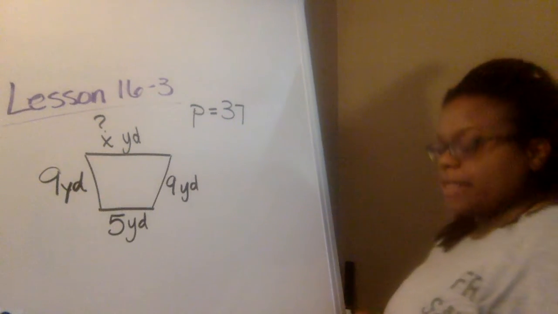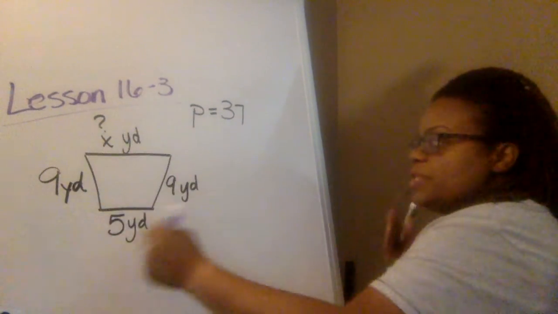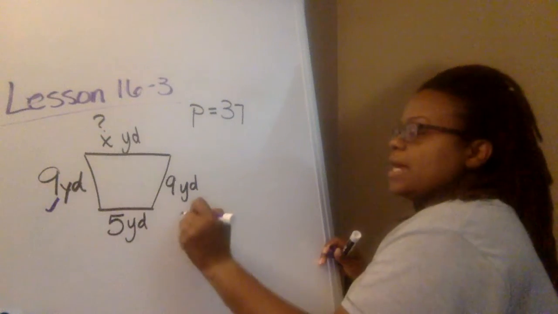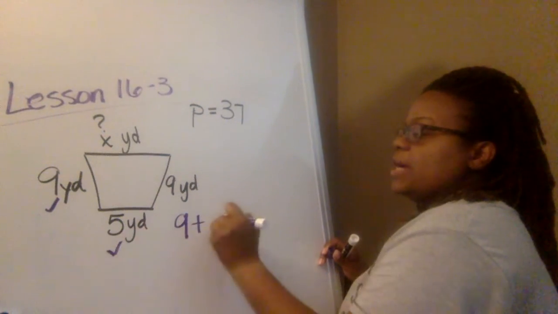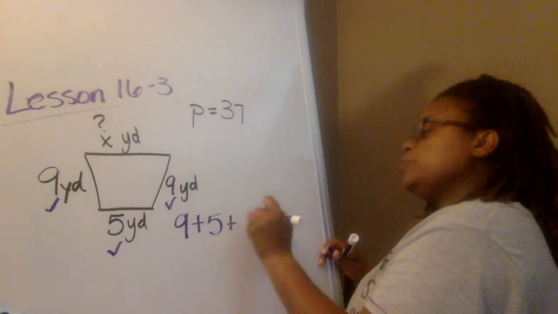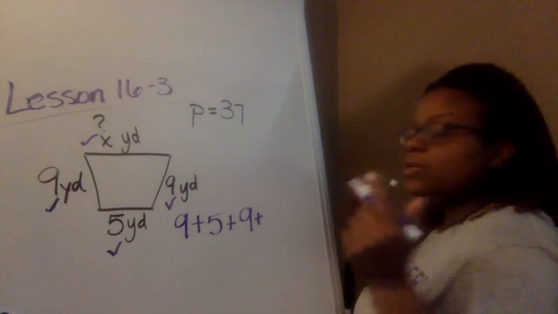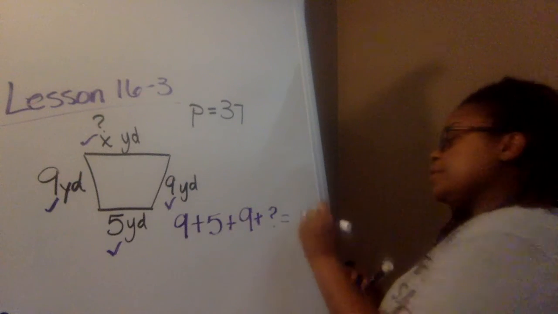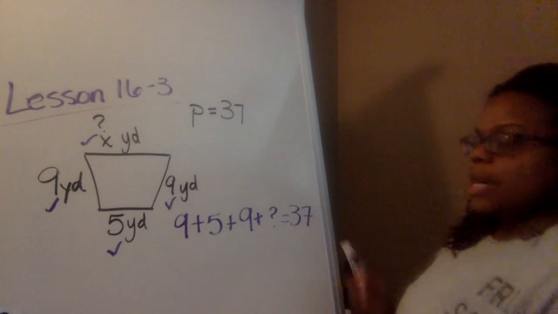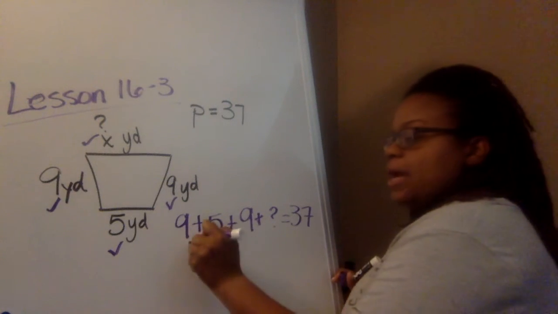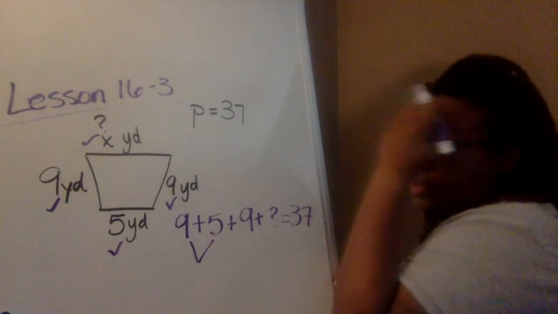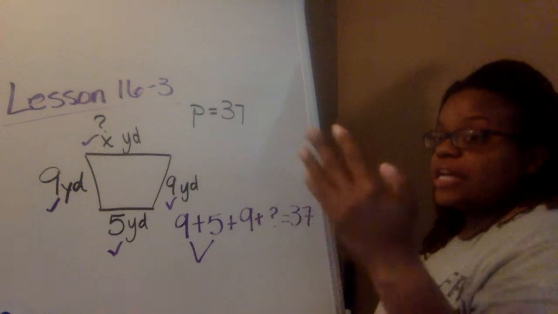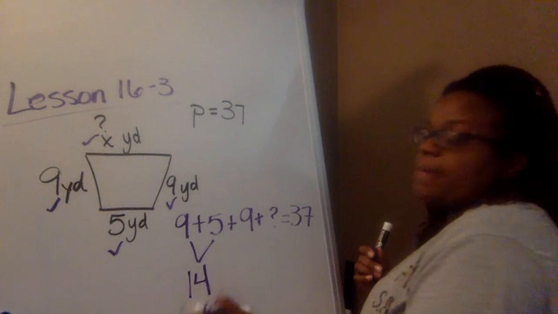So I'm going to start off with my equation. My equation goes along with this right here to equal 37 because I'm working with perimeter. So I'm going to start off with this side, which is 9 yards, plus this side, which is 5 yards, plus this side, which is 9 yards, plus this side, that's my unknown, which is my question mark. When I take all of those sides together and add them up, my perimeter is supposed to be 37. So I'm going to go ahead and start adding up some of my numbers. I'm going to add up 9 and 5 more. So I'm starting at 9 in my head. I'm adding 5 more, 10, 11, 12, 13, 14. I'm at 14.